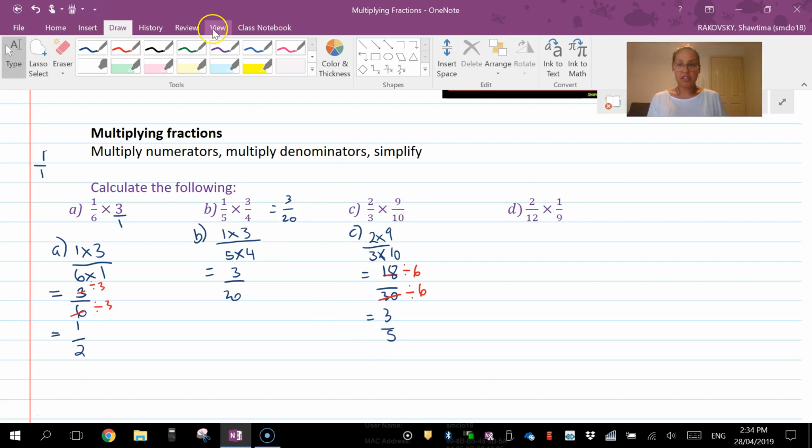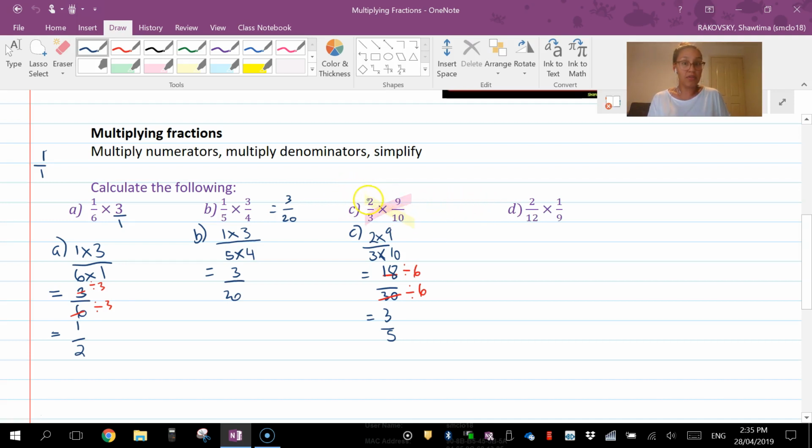Now, I'm going to do it in just purple here so you can see. There's something else that you should note: you can actually look for common factors before you start. Those common factors can be vertical, so on one fraction, or they can also be diagonal, this way or this way. If we have a look at our numbers, I can recognize that 2 and 10 have a common factor of 2.